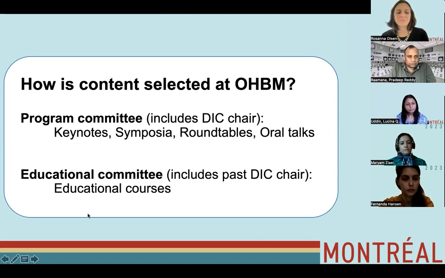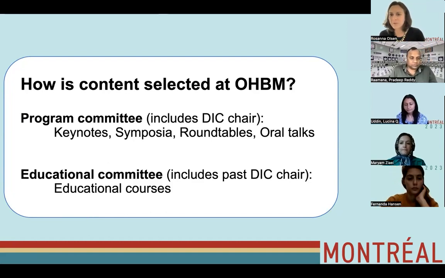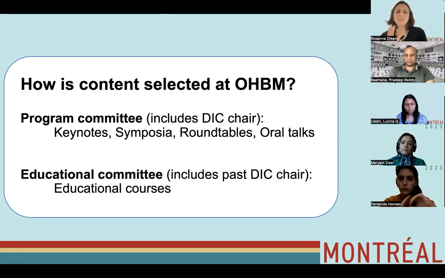Now, to outsiders of the organization, you might not know how the content is selected at OHBM. So how do these keynotes get selected? Who chooses which symposia get offered? I will tell you that. So the program committee, which actually includes the current diversity and inclusivity chair, as well as some other members of the organization, are responsible for choosing the keynotes, symposia, roundtables, and oral talks.